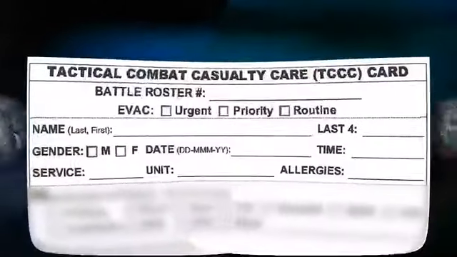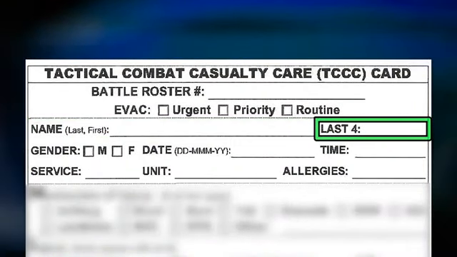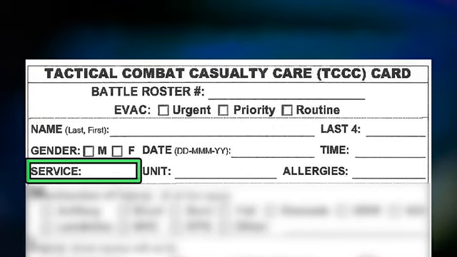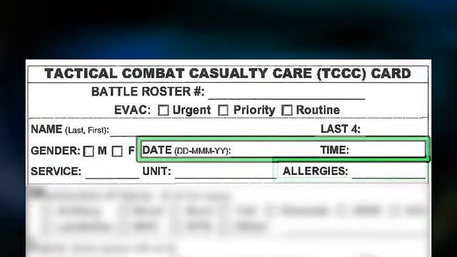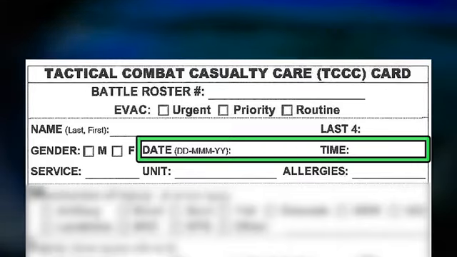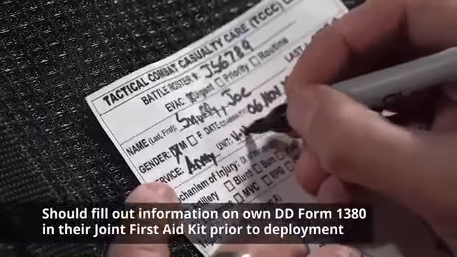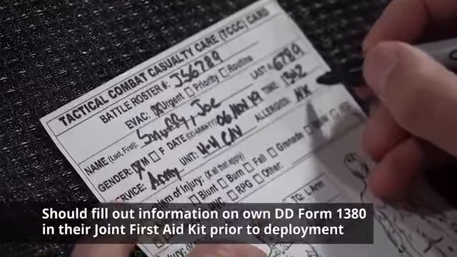The demographics section includes the casualty's name, last 4 of their Social Security number, their gender, their branch of service, their unit, and their allergies, if any. Additionally, date and time of injury are documented in this section by whoever is documenting the casualty care. As mentioned before, it is a best practice for service members to fill out information on their own DD Form 1380 in their joint first aid kit prior to deployment.